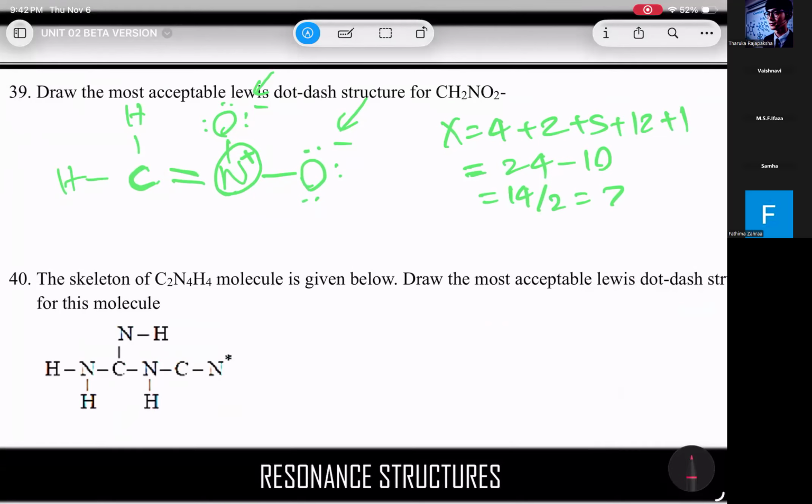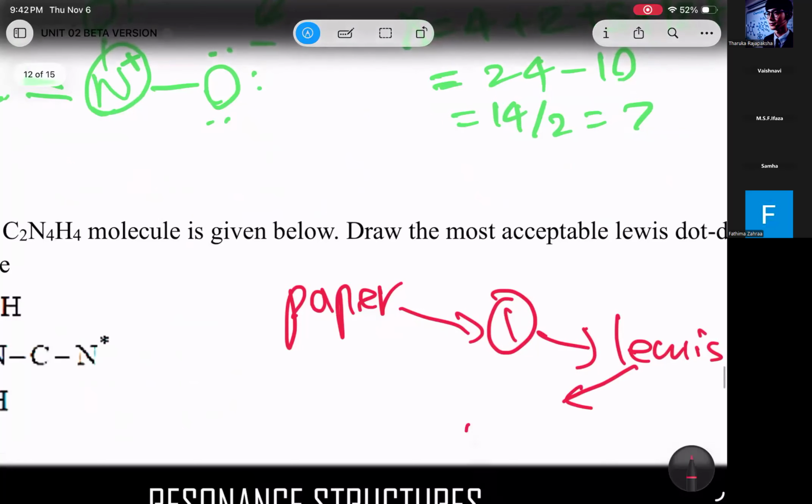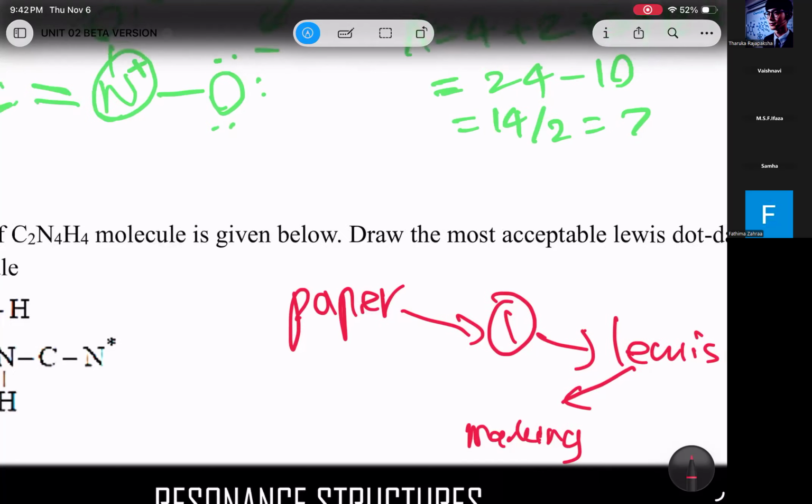What you can do is take a paper, look at the first structure on that paper, the Lewis structure, and then draw it. Draw it as much as you can, putting the electrons in wherever works. And then check the marking scheme and check whether you're correct or not. This is the procedure. This is what you should do.